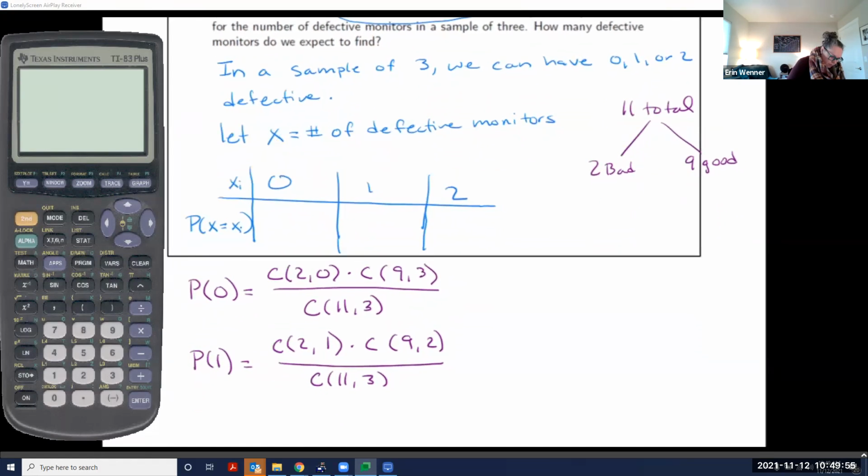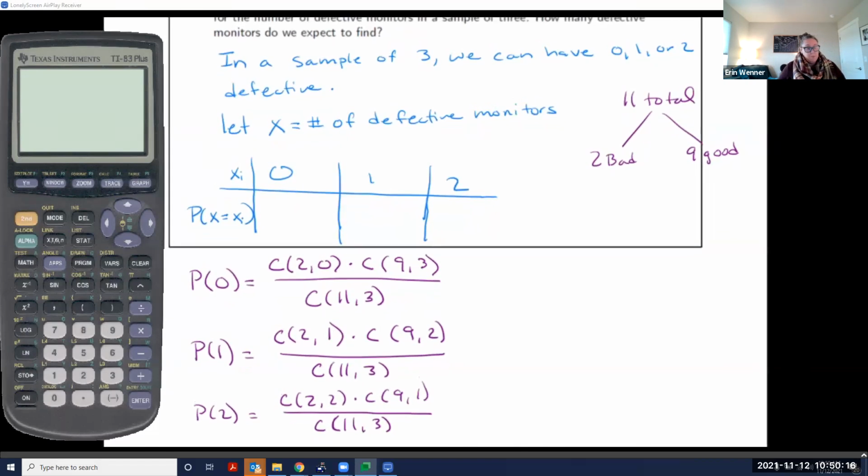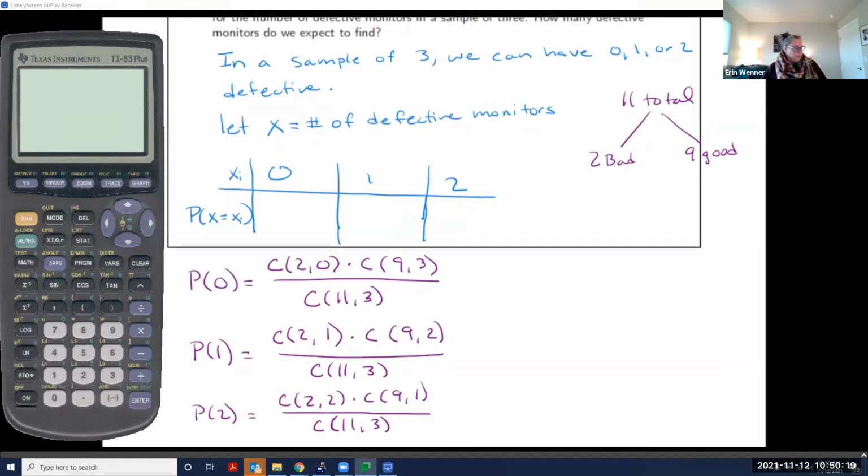And then the probability of 2 is the combination of 2 bad, choosing all 2 of them, times the combination of 9, still choosing 1 because we need a sample of 3, so we still need to add a good one in there, out of the combination of 11 choose 3. So that's where we're going to pick up when we meet each other on Monday. Go ahead and calculate those probabilities. If you want to do them as decimals, take it out 4 decimal places. If you want to write it as a fraction, that's fine too. Don't worry about reducing your fraction. And again, that's where we'll pick up on Monday.